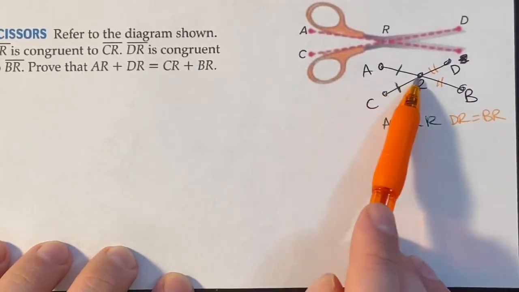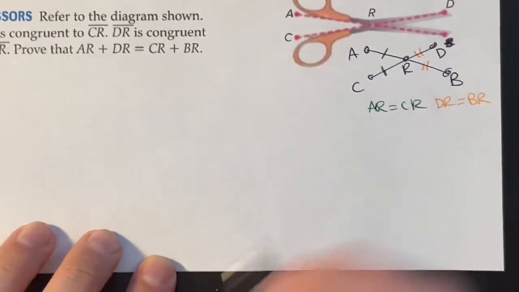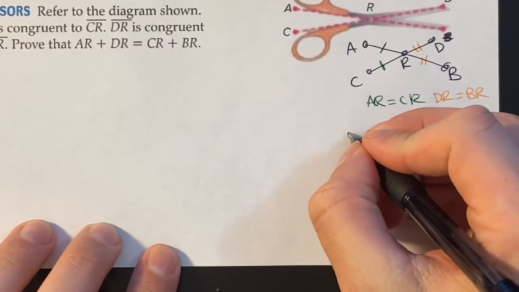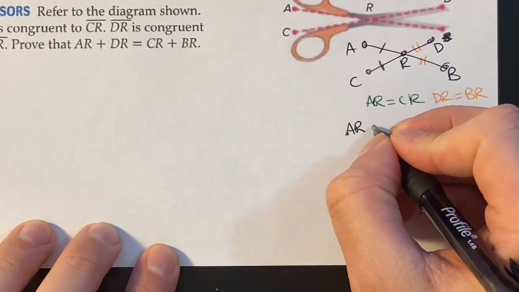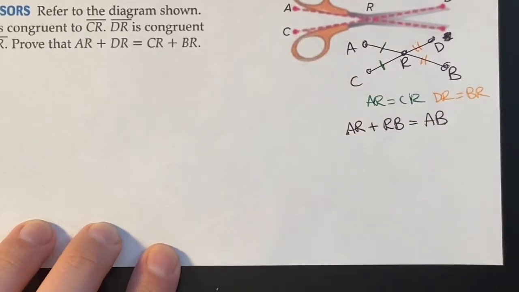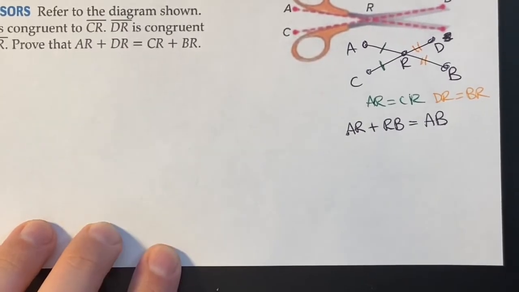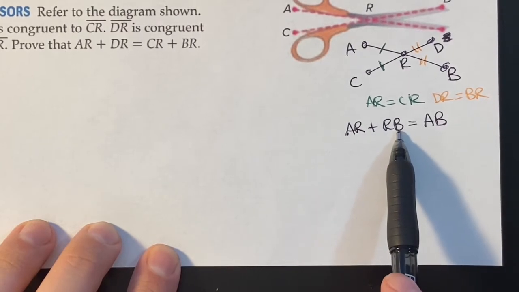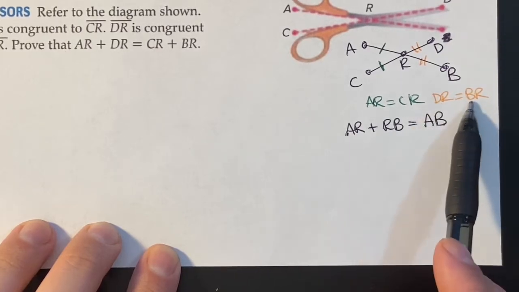Now, normally, I attach everything to one line. So let's do this. Let me see what I can do here. I have AB, and I know AR plus RB equals AB. Now let's take a look at what I'm trying to prove. I have AR plus DR. Can I turn AR plus RB? Wait a minute. RB is the same as DR.